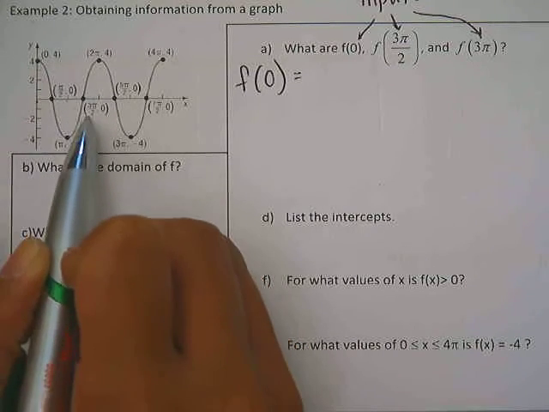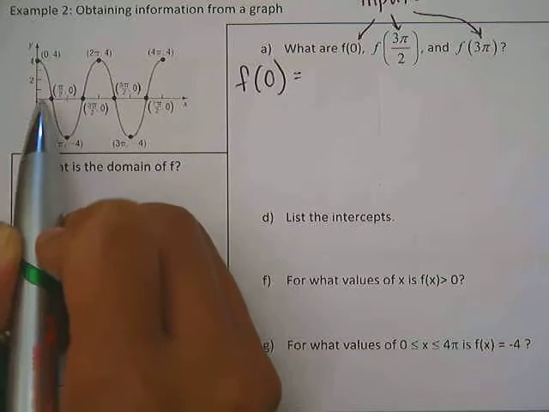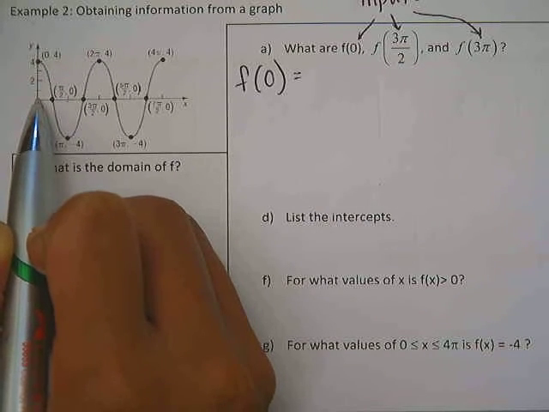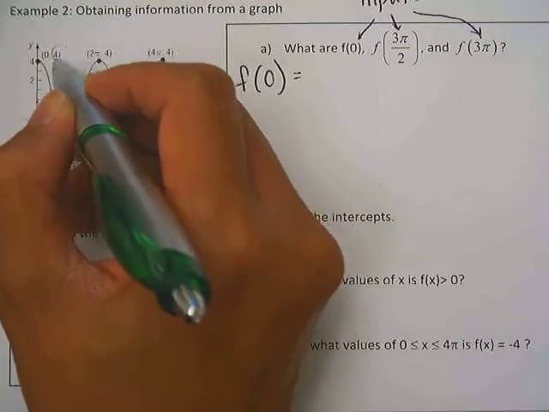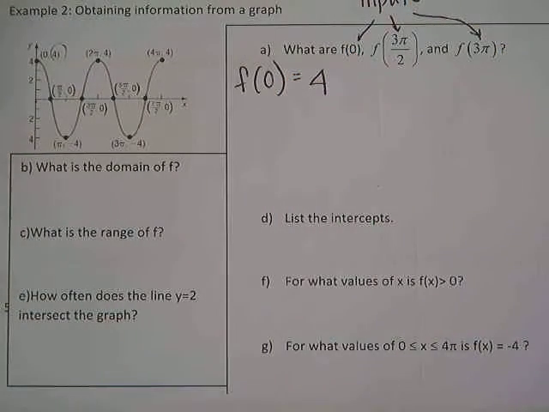This is at 3 pi over 2 because I'm just reading the dots, and so on and so on. So when x is 0, the output, which is y, is 4, by just looking at the graph. We don't even have to do any math.